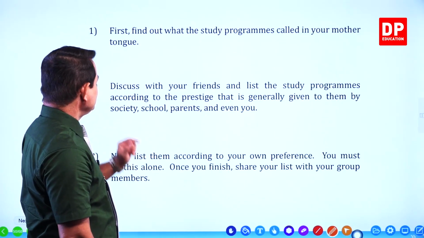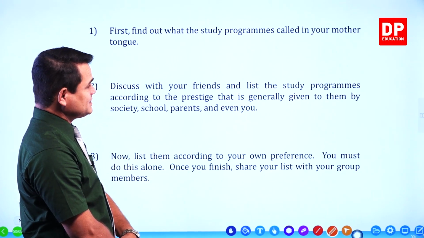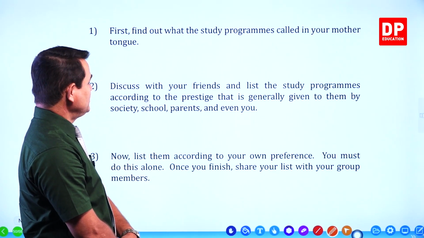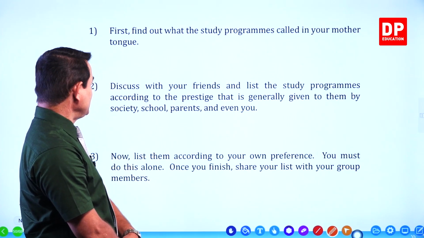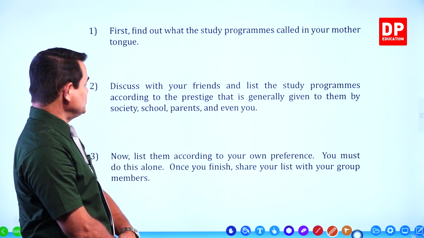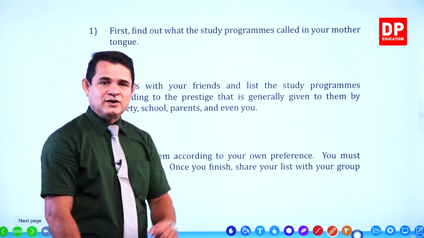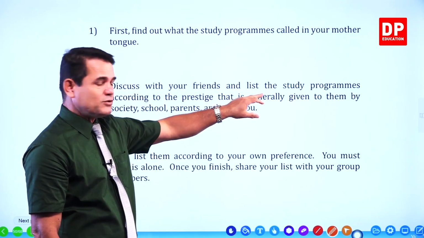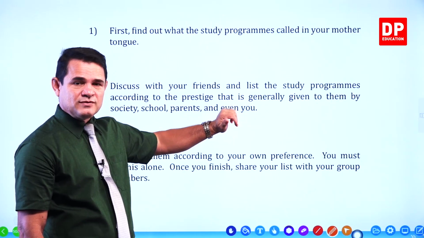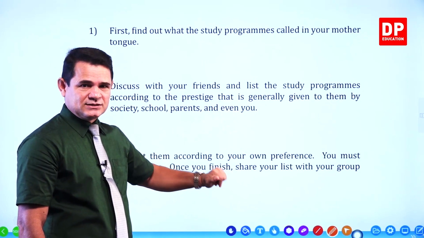And the second one says, discuss with your friends and list the study programs according to the prestige that is generally given to them by society, school, parents, and even you. Now you found a lot of study programs, law, fine arts, engineering, medicine, likewise a lot of things were there.